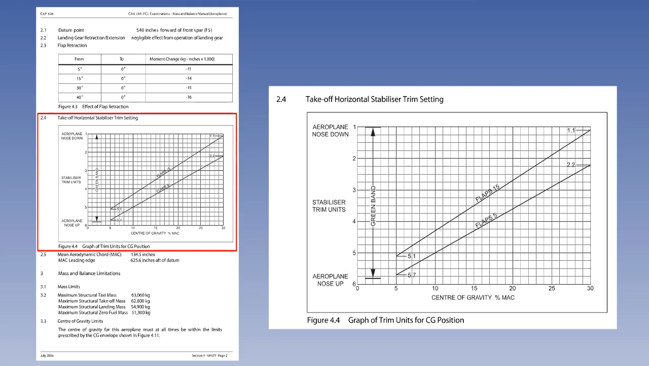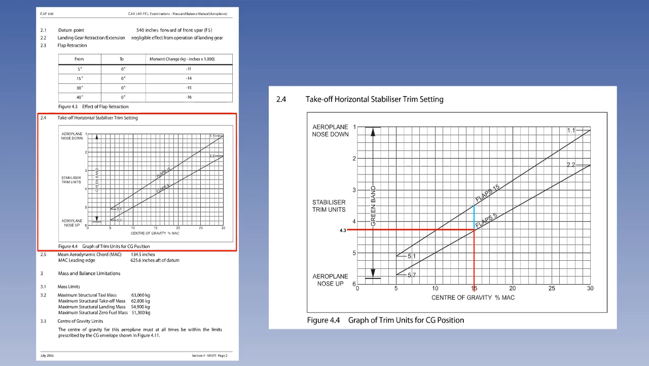The first example requires us to determine the final trim setting, given that the centre of gravity is 15% MAC, and the flaps are required to be moved from the 5-degree position to the 15-degree position. The first step is to locate the 15% MAC position on the horizontal scale, and proceed vertically to intersect the flap 5 line. Then move horizontally left and read off 4.3 units on the trim scale, which was the original setting for flap 5.